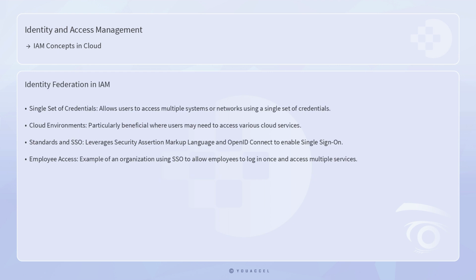Identity federation is another important concept within IAM. It allows users to access multiple systems or networks using a single set of credentials. This is particularly beneficial in cloud environments where users may need to access various cloud services. Identity federation leverages standards like Security Assertion Markup Language and OpenID Connect to enable single sign-on, enhancing user convenience while maintaining security. For example, an organization might use SSO to allow employees to log in once and gain access to both their cloud-based email service and the company's internal applications.